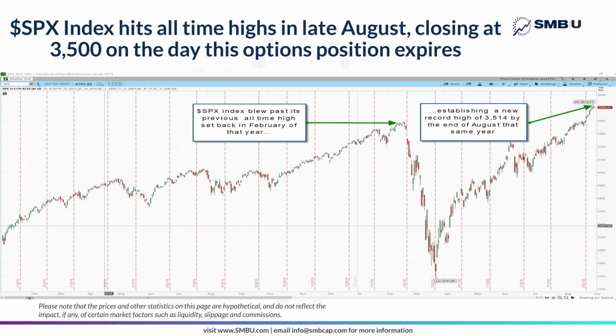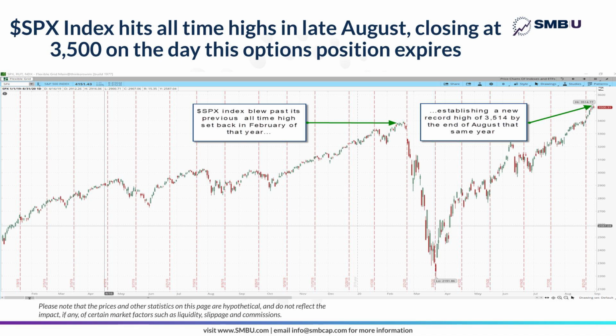Okay, so now let's move up in time to the day that these options expire on August 31st. And as you can see, the index not only reached its all-time high, it outright blew through it, closing at a new record high of exactly 3,500 on that day. And I know that's a weird round number for a close, but it actually happened on that day. It closed at 3,500 on the button.